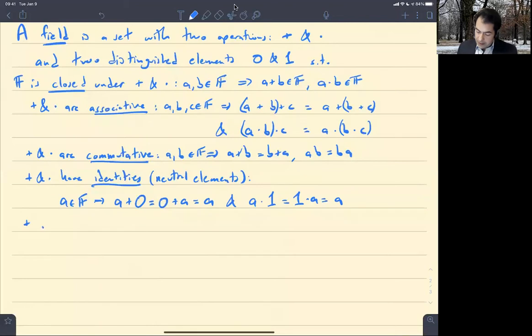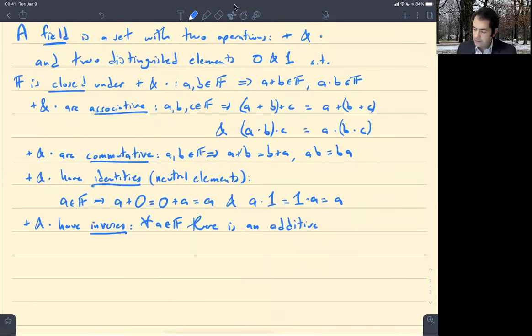Also, we want these two operations to have inverses. So for every a, so this symbol, the upside down triangle, is used to abbreviate for all. So this reads for all a in F, there is an additive inverse, which we denote minus a, such that a plus minus a, which because of commutativity is the same as doing minus a plus a, gives us back 0, gets us back to the neutral element for addition.